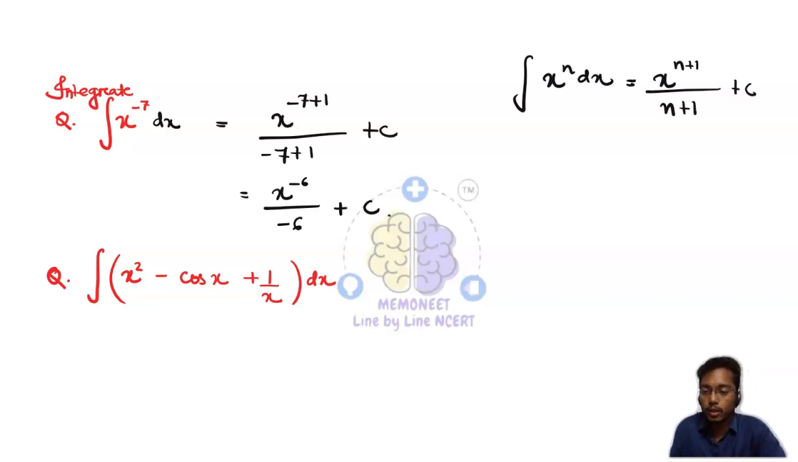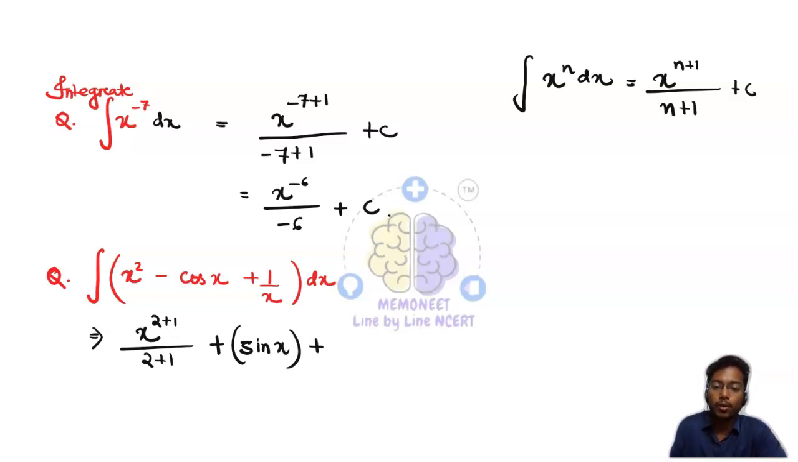So let's look at the second question. It is integrating x square minus cos x plus 1 upon x dx. When we integrate it, we get x to the power 2 plus 1 upon 2 plus 1, then minus of cos x, which on integrating gives sin x, plus 1 upon x, which on integrating gives log x, plus c. So this is our answer for this question.